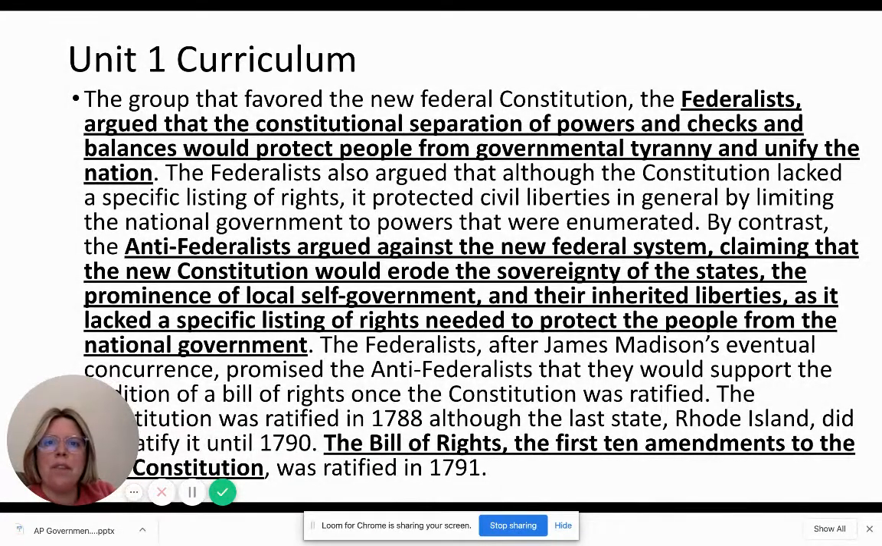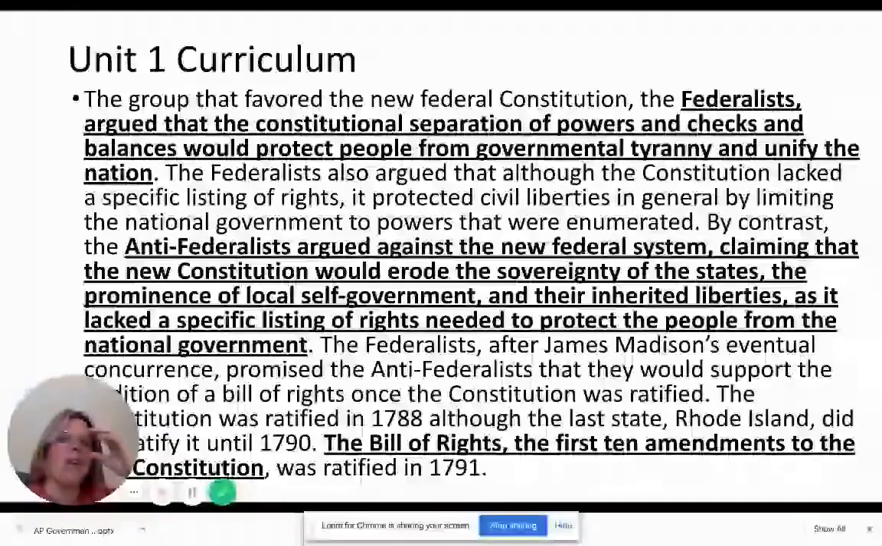The group that favored the new federal constitution, the Federalists, argued that the constitutional separation of powers and checks and balances would protect people from governmental tyranny and unify the nation. The Federalists also argued that the Constitution lacked a specific listing of rights. It protected civil liberties in general by limiting the national government to powers that were enumerated.